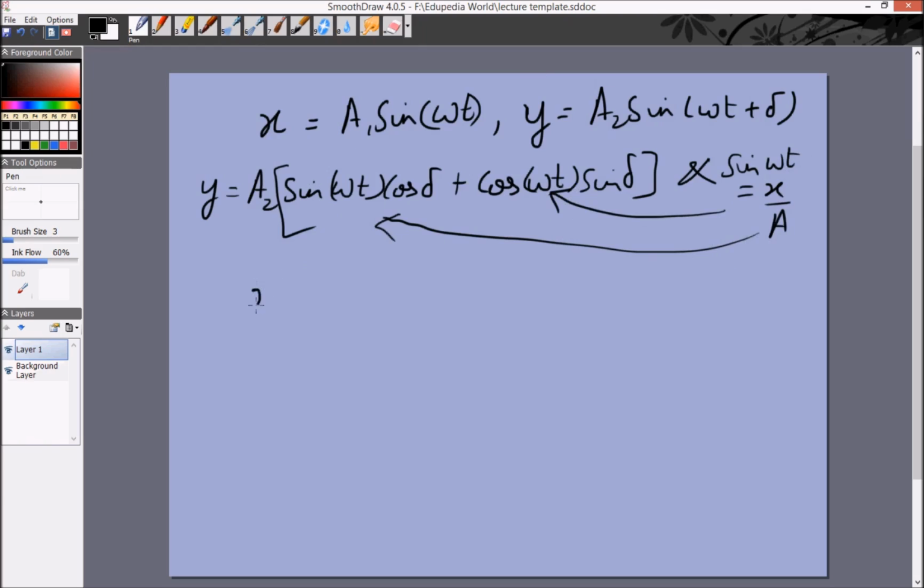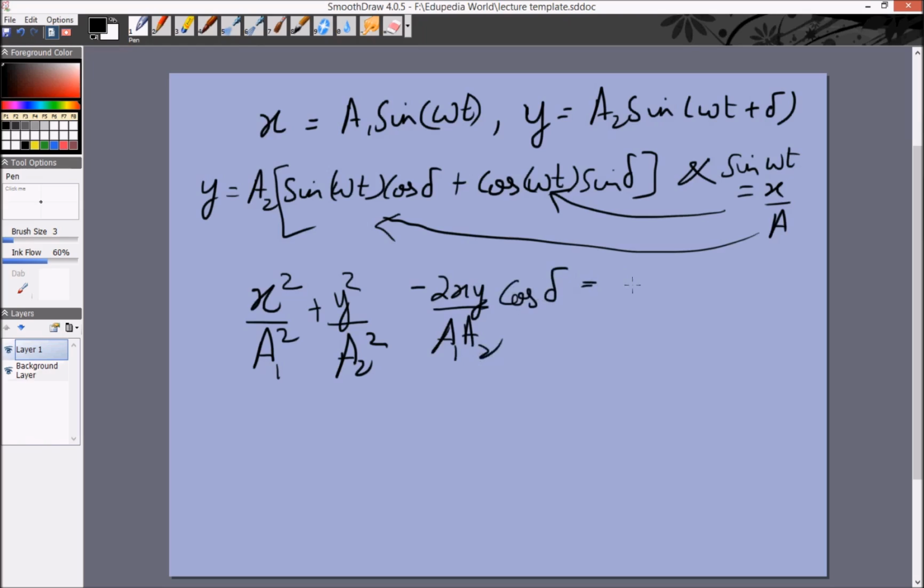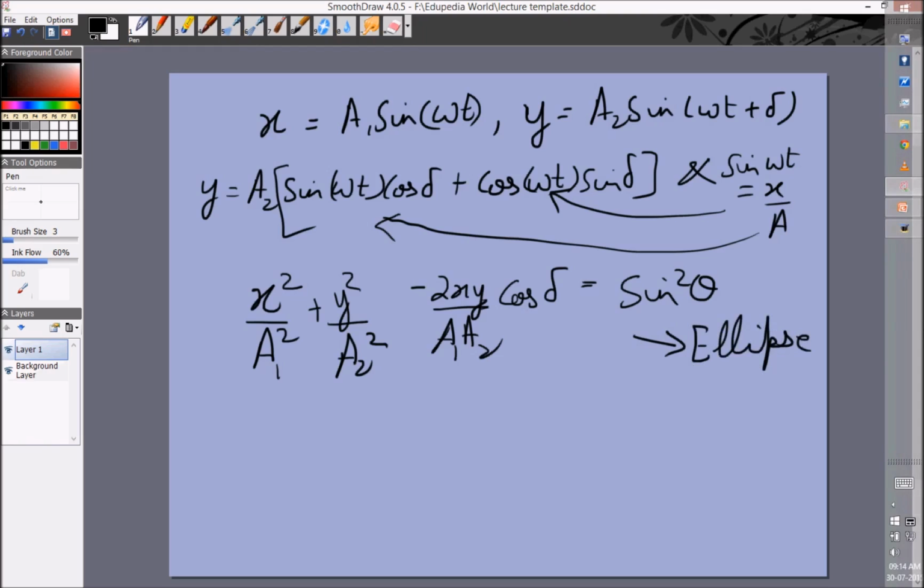We then simplify it a little bit, and the final equation you will get, which I won't do for you, will be x squared by a1 squared plus y squared by a2 squared minus 2xy by a1 a2 cos delta is equal to sin square delta. And since there are x squared, y squared, 2xy terms, you know, if you studied conic sections, that this is the equation of an ellipse. So the sum of two simple harmonic motions in perpendicular directions will give us an elliptical motion.